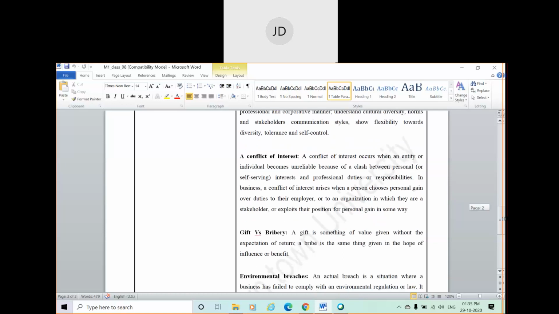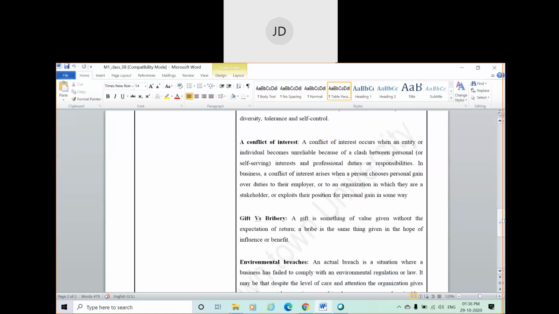Next, gift and bribery. This is also a very important term to understand. As a professional engineer, you must understand what a gift is and what bribery is. In a very simple definition, a gift is something of value given without the expectation of return, and a bribe is the same thing given in the hope of influence or a benefit.